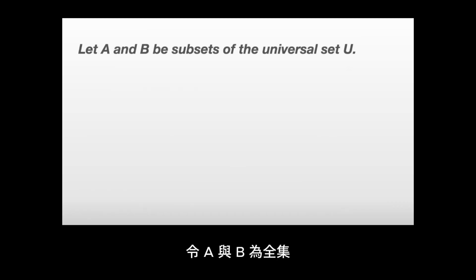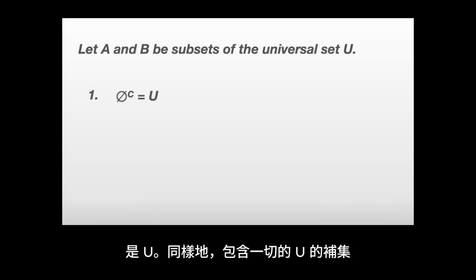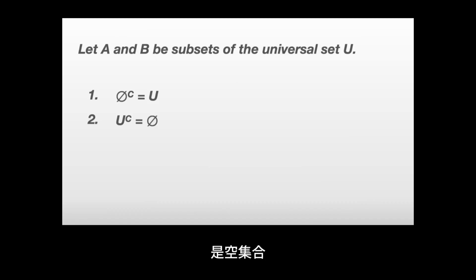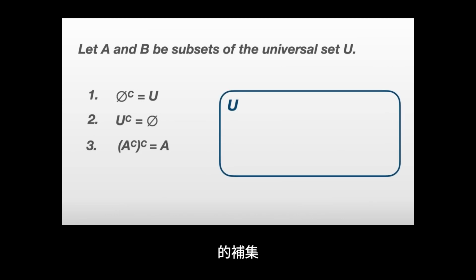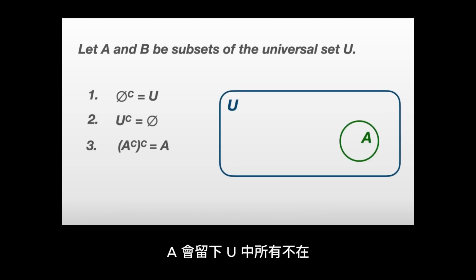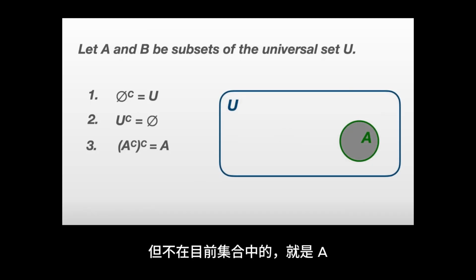Let A and B be subsets of the universal set U. Because nothing is in the empty set, its complement is U. Similarly, the complement of U which contains everything is the empty set. Here's an interesting one. The complement of the complement of a set returns the original set. That's because taking the complement of A leaves all the things in U, but not in A. Taking the complement again, we can see that all that's left in U, but not in our current set, is A.